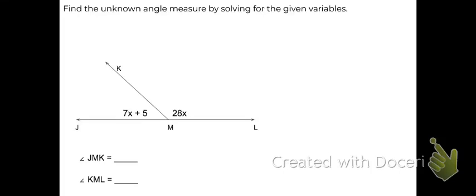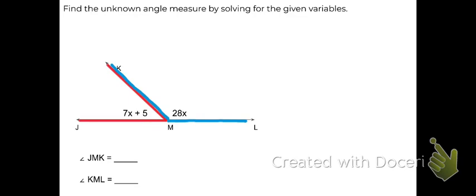Here we're asked to find the unknown angle measures by solving for the given variables. It's asking us to find the measure of angle JMK, from J to M to K, which is 7x plus 5. And also we're asked to find the measure of angle KML, from K to M to L, which is equal to 28x.